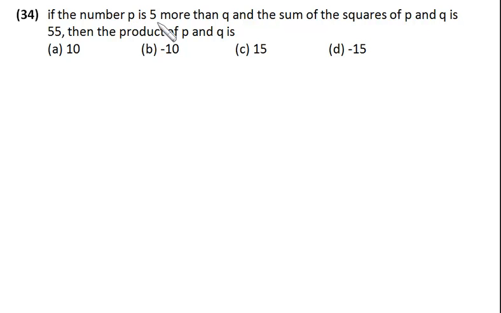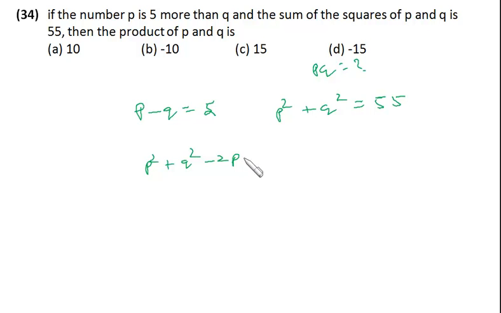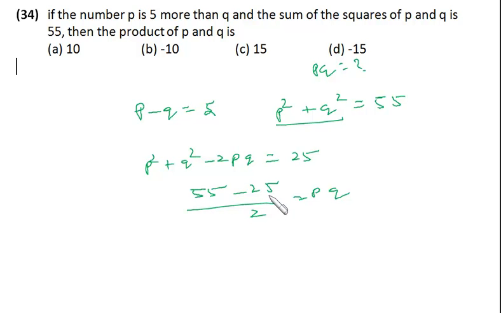If the number p is 5 more than q and the sum of squares of p and q is 55, then the product of p and q is... If p is 5 more than q, that means p minus q is 5. P square plus q square is equal to 55. We want pq. Now do I need to tell you the method? Just square p minus q: p square plus q square minus 2pq is equal to 25. P square plus q square is equal to 55. So 55 minus 25, that is 30, by 2 is equal to pq, which is 15. Pretty simple.